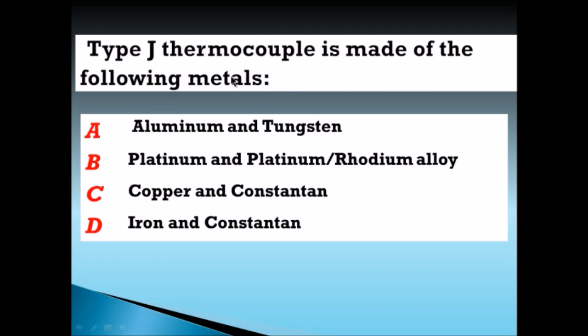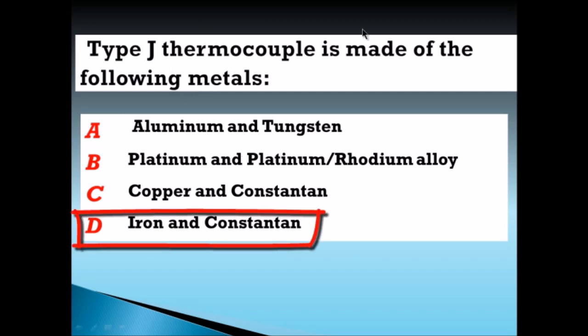Type J thermocouple is made of the following material. जैसे thermocouple जो होता है, it is working on a Seebeck effect. So thermocouple में different different types होते हैं, B, E, J, K, R, S, T, Y, और हर एक thermocouple की एक separate characteristics है. So J type thermocouple is the most economical and it is made of iron constant.